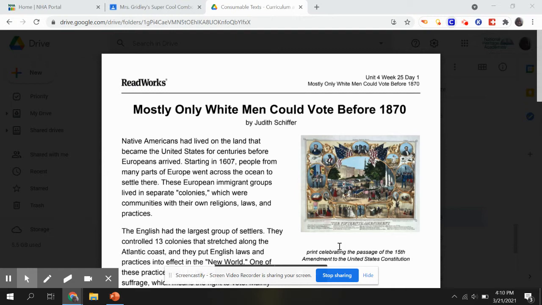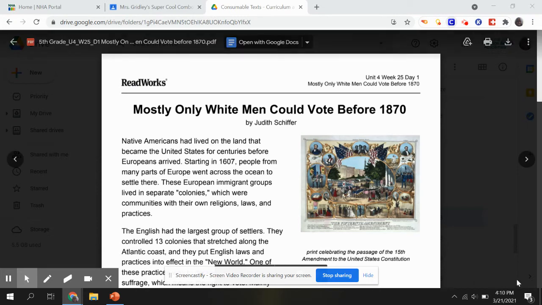As we read, we are going to identify the structure of the text in order to better understand how different concepts and ideas relate to each other. So here we are. "Mostly Only White Men Could Vote Before 1870" by Judith Schiffer.